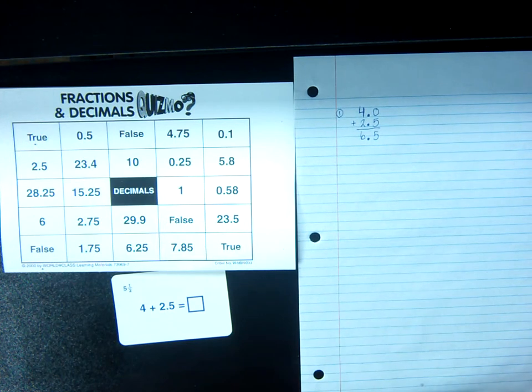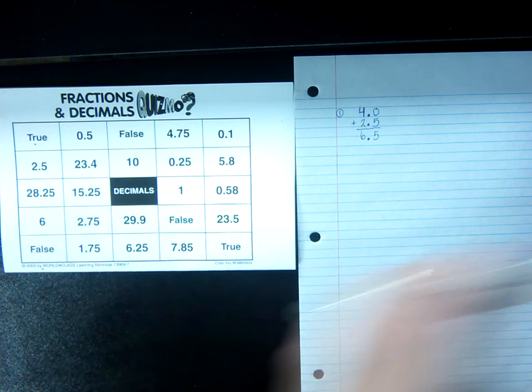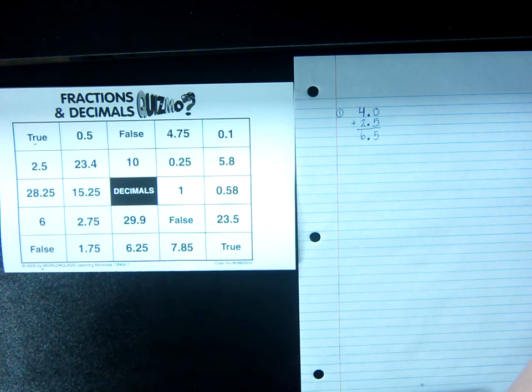I want to look over here at my card. I don't see 6.5 anywhere on my card, so I don't get to cross anything out. So we'll move on to the next one. Okay, so let's do the next.